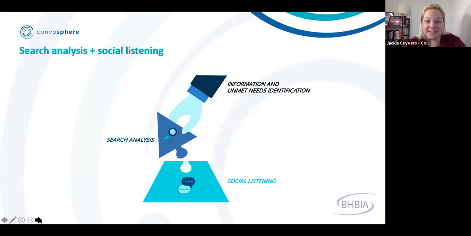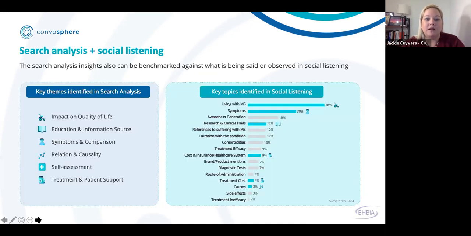Right, so putting it all together. So using the social listening, looking at what people are saying and looking at what people are searching for, putting it together, it can give you a really good view of the patient, caregivers, informational needs, educational and unmet needs. You can, as I mentioned, use them separately, but together they can give you a really good view of what's going on and where is there opportunity to improve the patient experience, or when would an intervention have the most impact. So you can use them to benchmark against each other as well.